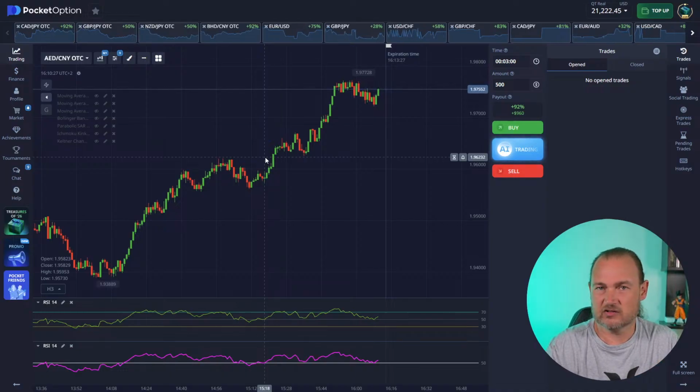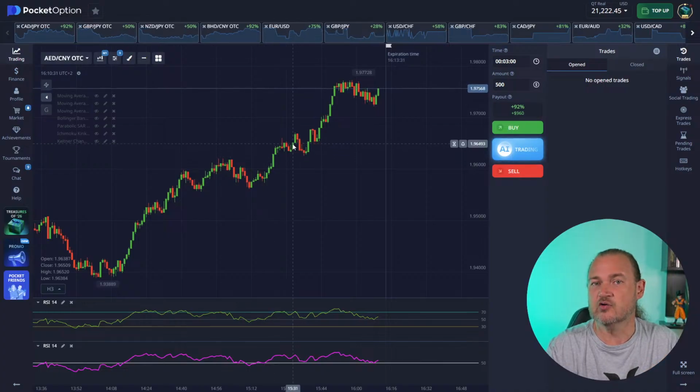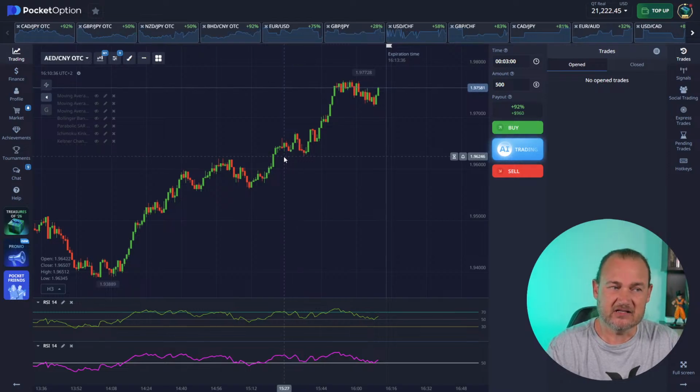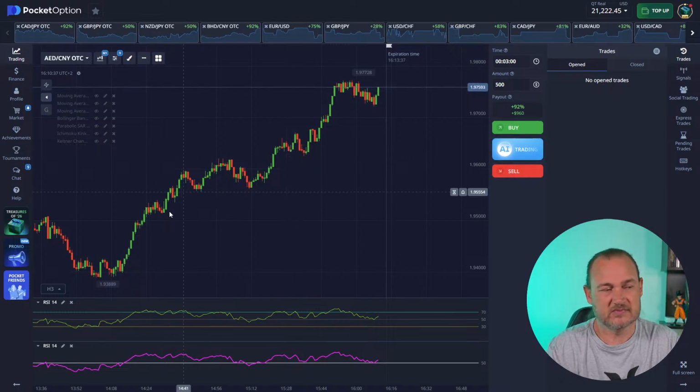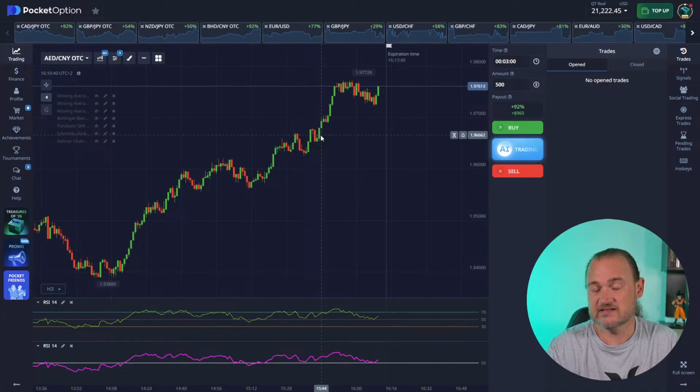Don't try to pick the top or find the top. Don't try to find the bottom. Instead, just go with the direction of price. It's a lot easier to find entries when price is trending. Suppose price is trending upwards. It's a lot easier to find buy entries than it is to find sell entries.